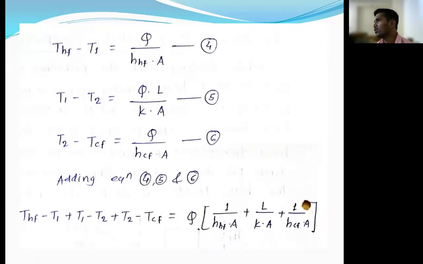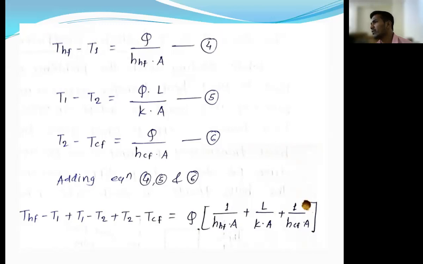So from equation 2, T1 minus T2 is equal to what? T1 minus T2 is equal to Q into L divided by K into A. Equation number 5. And from equation 3, T2 minus TCF is equal to Q divided by HCF into A. And this is the equation number 6. Okay, then add this equation number 4, 5 and 6. Addition kara. Add this equation number 4, 5 and 6.